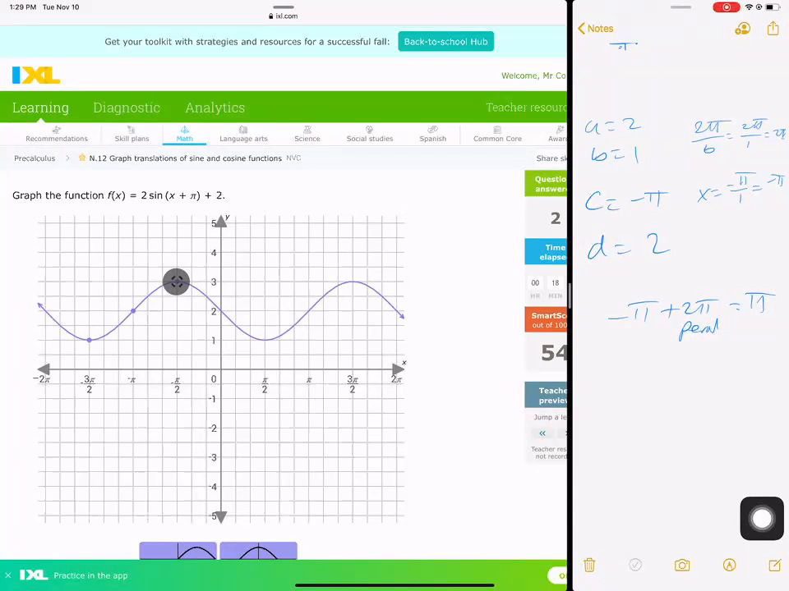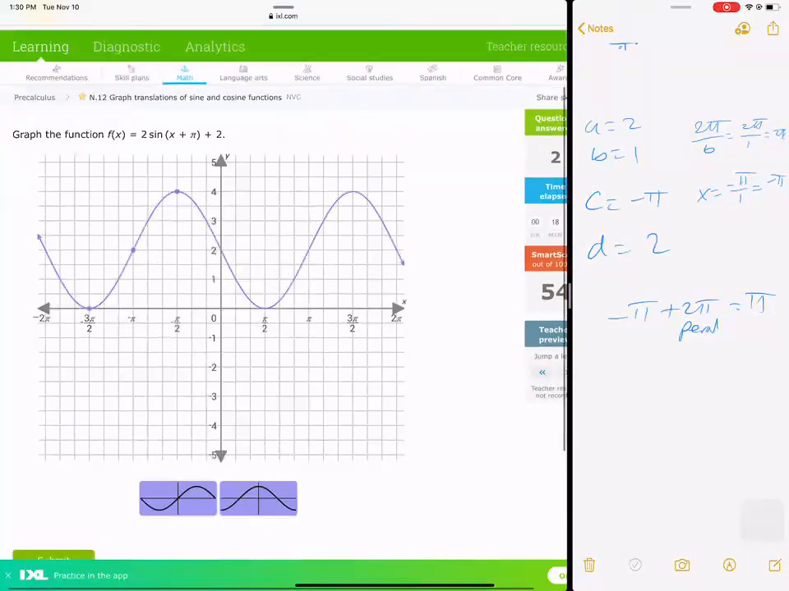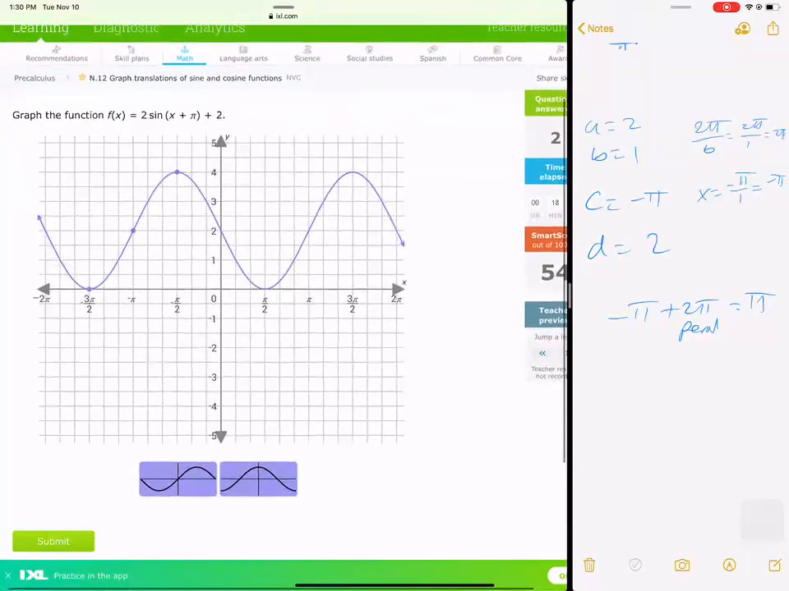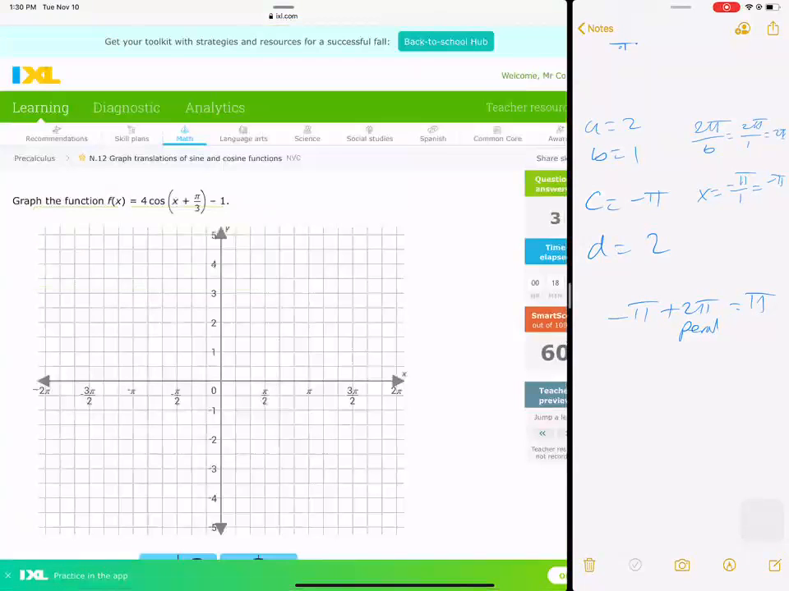And the last part we need to do is change our amplitude. Amplitude is 2, so it has to be 2 up. So not there, but up here. All right, let's double check to make sure we got this. We start at -pi to pi. Yep. Submit. Great job, thank you.